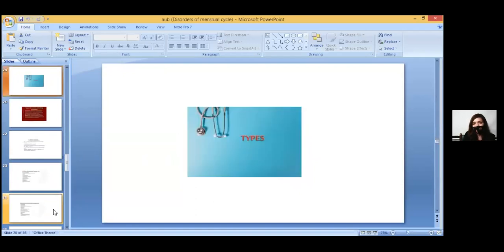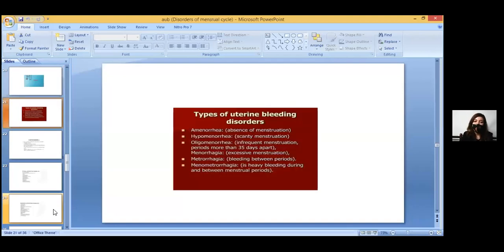So now the types of the bleeding. Types of the uterine bleeding are the amenorrhea. These are the different terminologies that you see when you see different patients. Amenorrhea means absence of periods, no periods. Amenorrhea can be of primary or secondary type. Primary amenorrhea means the patient has never menstruated, and secondary amenorrhea, patient को periods आया और उसके बाद all of a sudden there is a cessation of the periods.